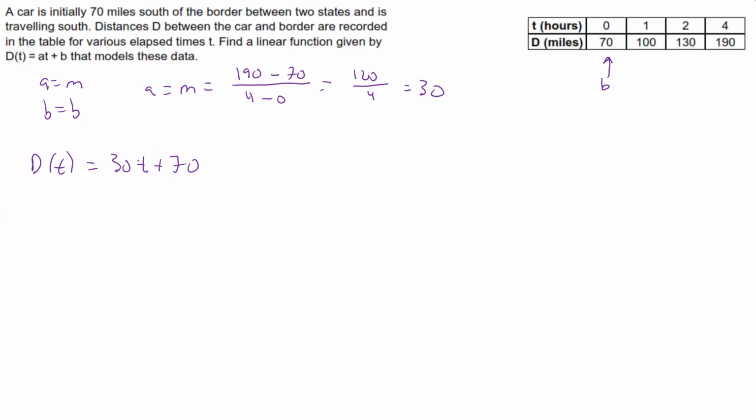So if we plug in 1 here, 30 plus 70 should give us 100, and it does. If we plug in 2, 60 plus 70 should be 130, and it does. So it's following the model, and that's going to be our linear function, d of t. It's in terms of t instead of x, and so that's another thing. When you're writing these, be sure to use the right letter or variable for your functions.